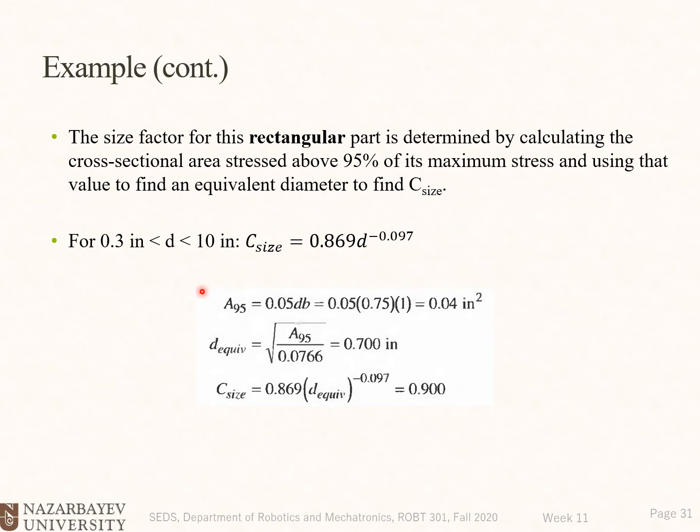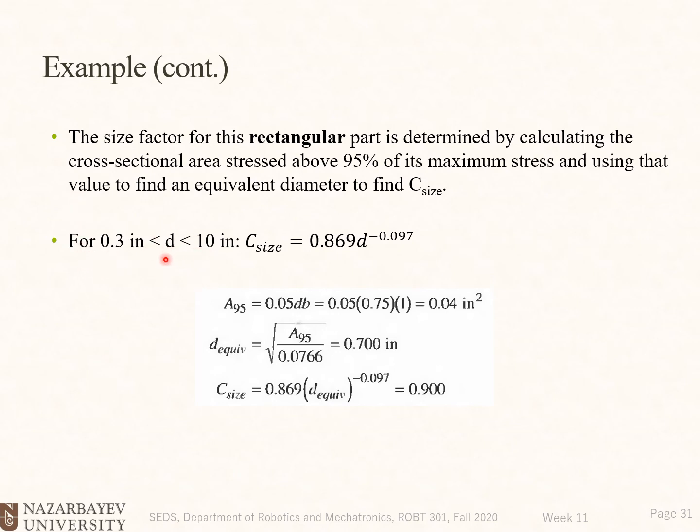Now we should apply correction factors. We had 5 or 6 correction factors that we need to calculate one by one. The first one is the size factor. This rectangular part is determined by calculating the cross-sectional area stressed above 95% of its maximum stress and using that value to find an equivalent diameter to find C size.